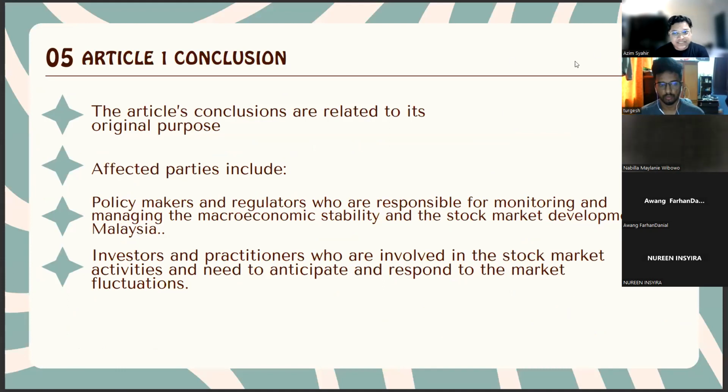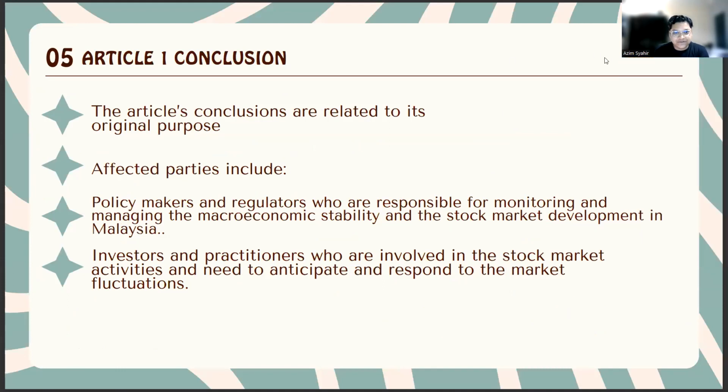So for the conclusion, let's conclude this article review. The article's conclusions are related to its original purpose. The affected parties include policymakers and regulators who are responsible for monitoring and managing the macroeconomic stability and the stock market development in Malaysia.